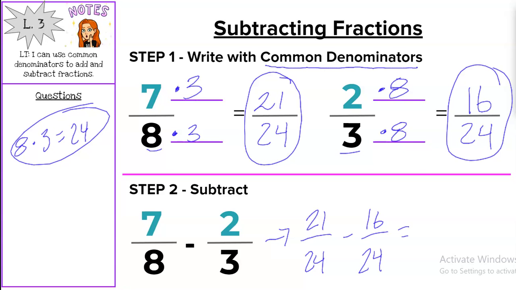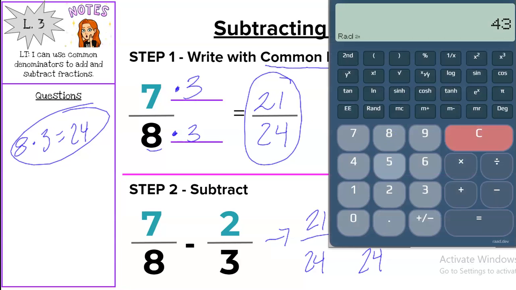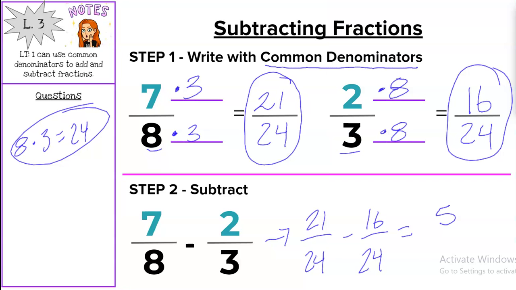21 minus 16 is 5. Again, if you would like to use a calculator to do that math, 21 minus 16, double check, make sure you're right, you get 5 over 24. 5 over 24, numerator smaller than the denominator, so that would be a proper fraction.